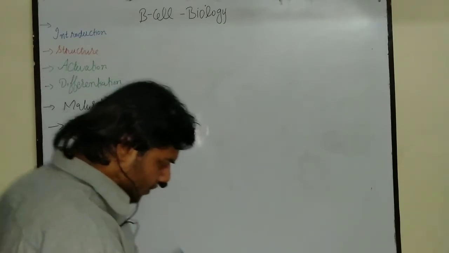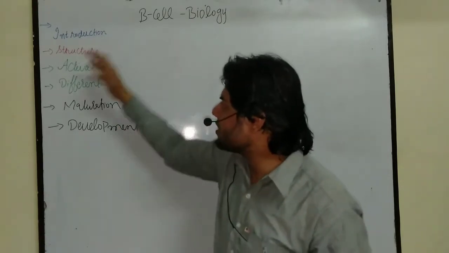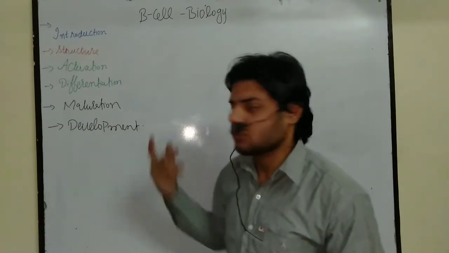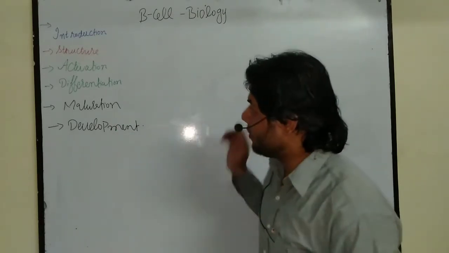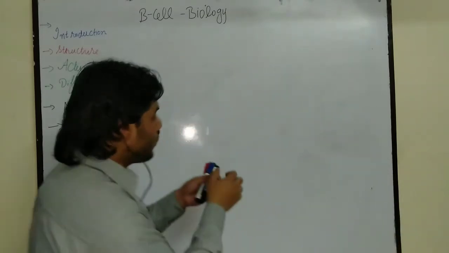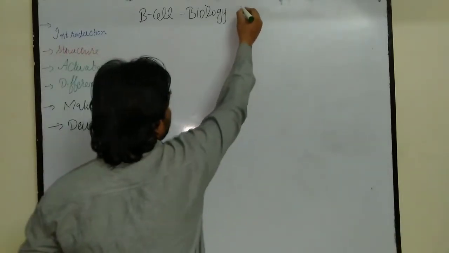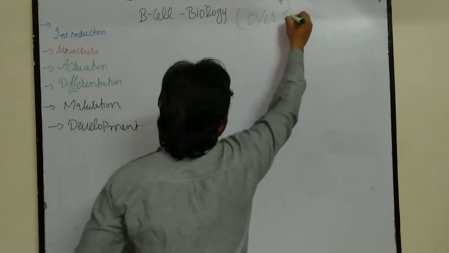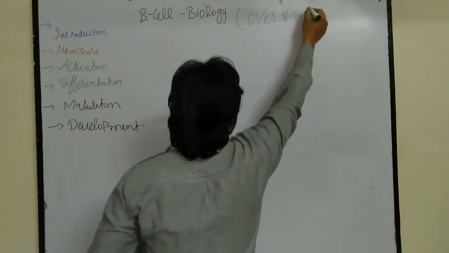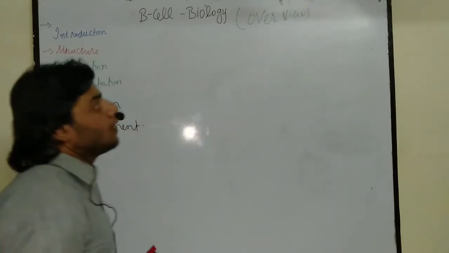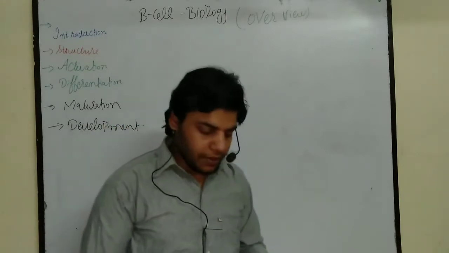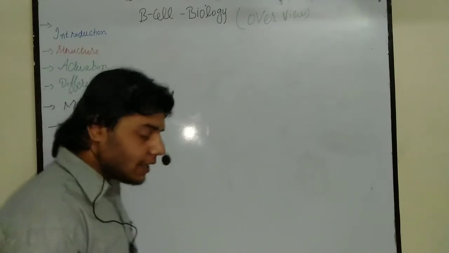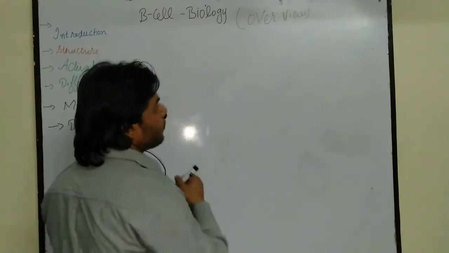So whenever we talk about all these things in detail, and not only these things but also other things related to the B cell, it will be called B cell biology. In this first video, we are going to talk about the B cell biology overview, which means the introduction of the B cell in detail, the concept behind the B cell, the big picture of the B cell, or the summary of B cell biology. This B cell is also called a B lymphocyte. So let me write.